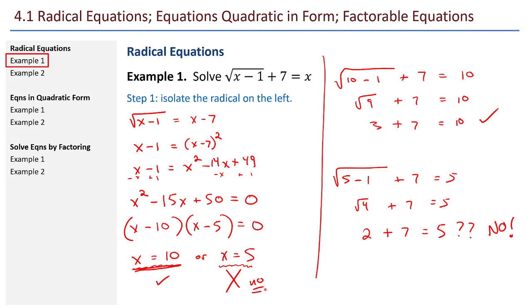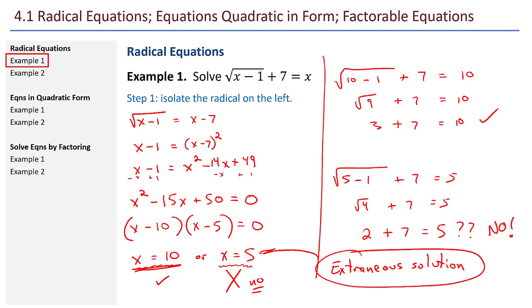It's kind of weird, right? It comes out naturally. It seems that it ought to be a solution, but when you try plugging it in at the end, it just is not. We call this an extraneous solution. Five is an extraneous solution. So the only solution to this problem is 10. It very often happens that with radical equations you end up with extraneous solutions. So it's always important to check your solutions at the end of one of these problems.